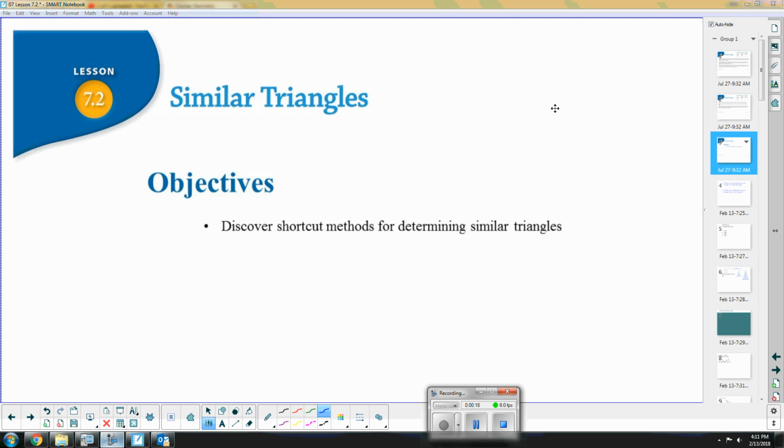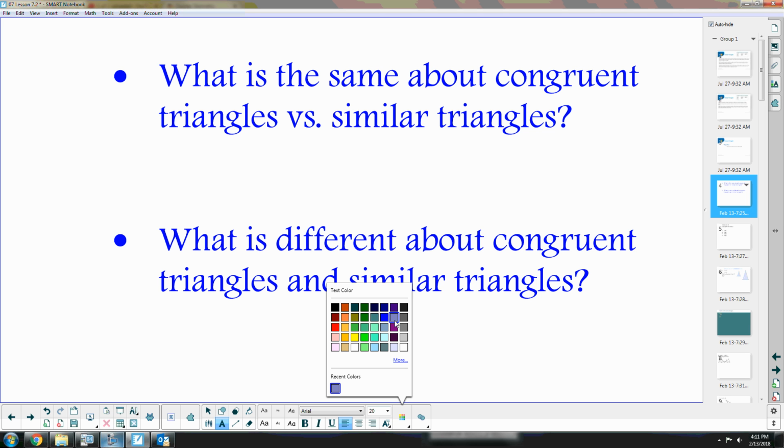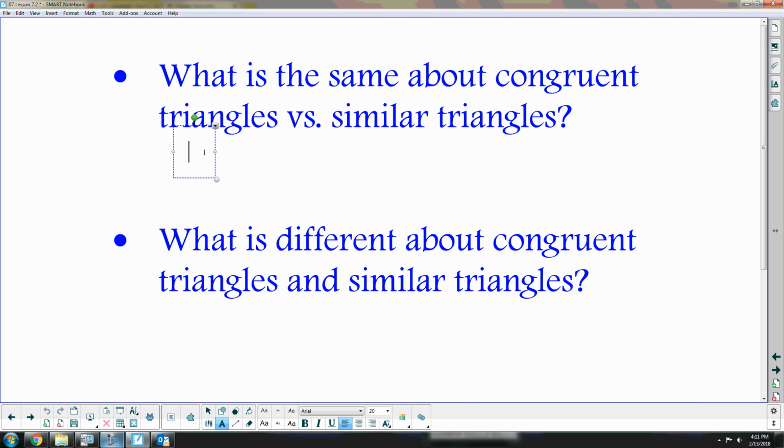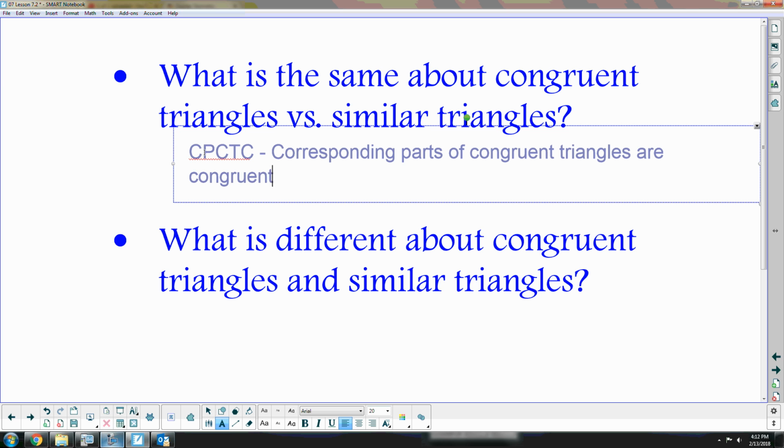a little further. So the first question that I have for you, and this is not on your note sheets, but you can see it up on the screen, is what is the same about congruent triangles versus similar triangles? So think of what it means for a triangle to be congruent. And maybe the first thing you think of when you think of congruent triangles is the CPCTC, which means corresponding parts of congruent triangles are congruent.